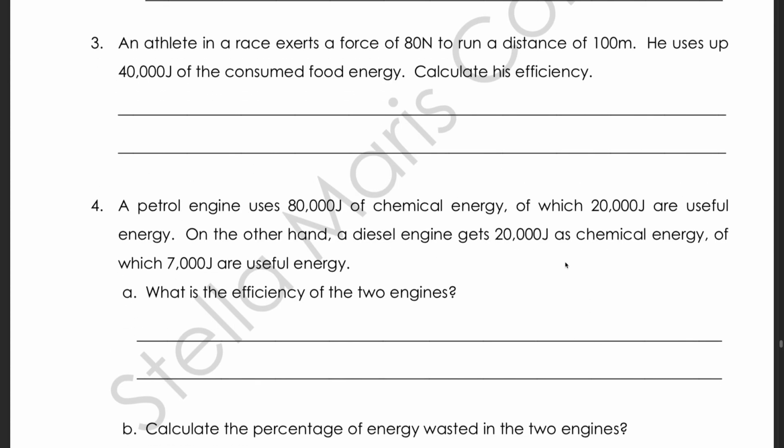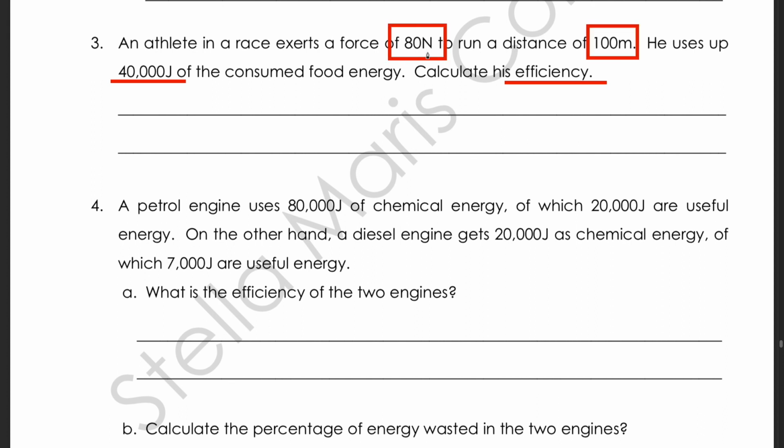Question 3. An athlete in a race exerts a force of 80 newtons to run a distance of 100 meters. He uses up 40,000 joules of the consumed food energy. Calculate his efficiency. Now this question has two parts to it, because even though we are being asked to calculate his efficiency, and we do have a total energy input of 40,000 joules, we do not have the output. What we do have, however, is a force and a distance.